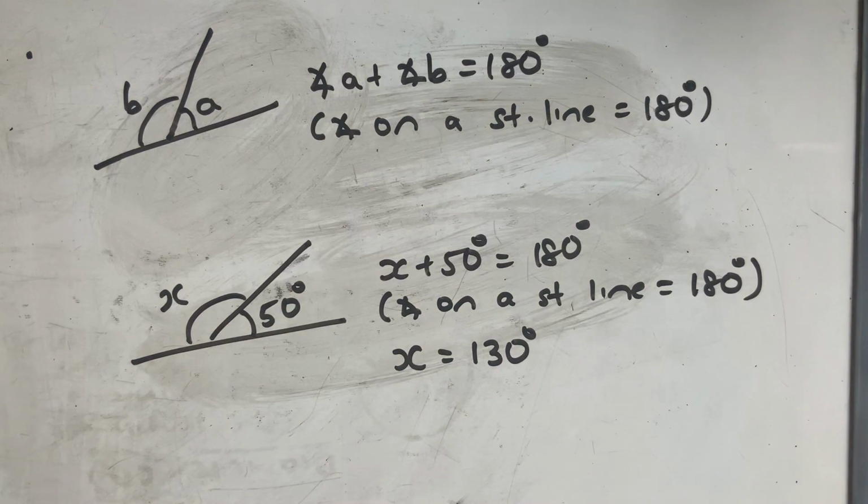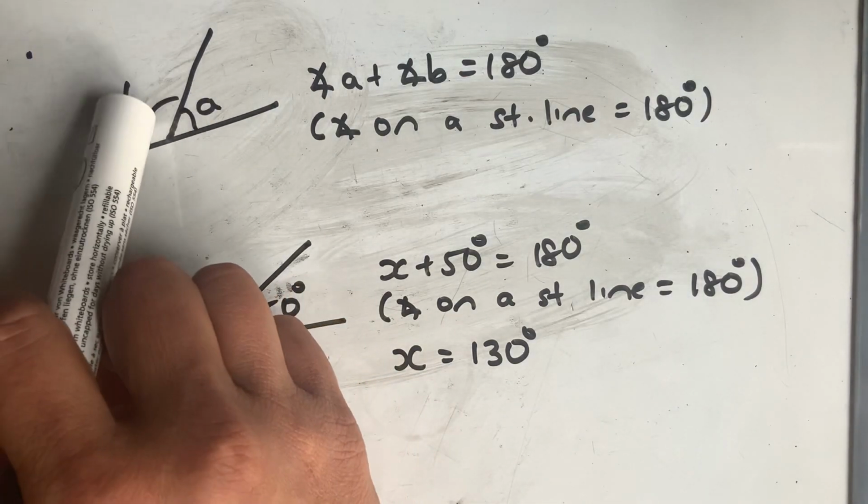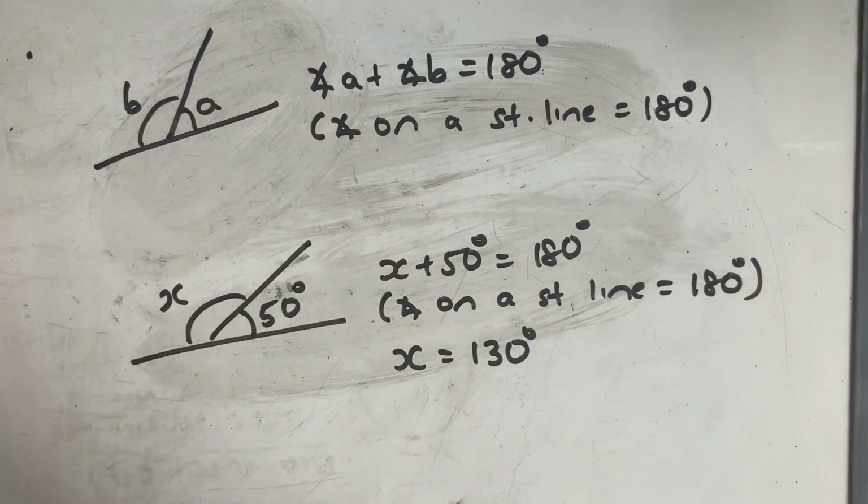That is theorem number 2. Angle on a straight line add up to 180. That means that angle A plus angle B on a straight line must add up to 180 degrees.